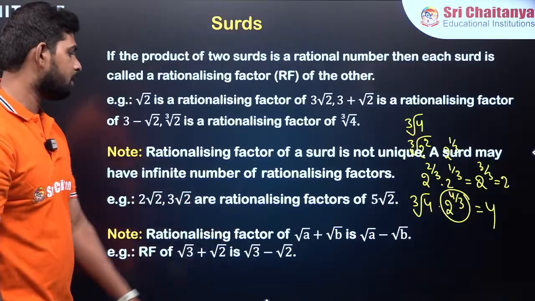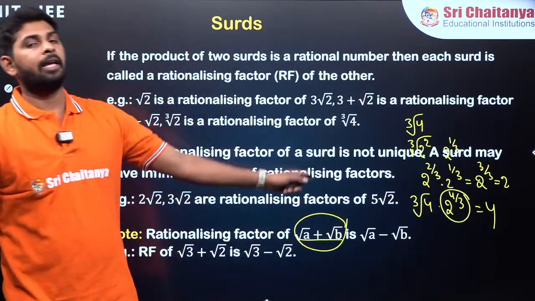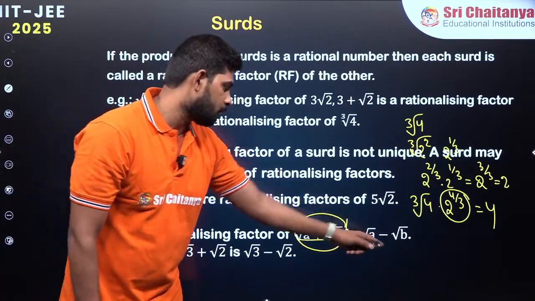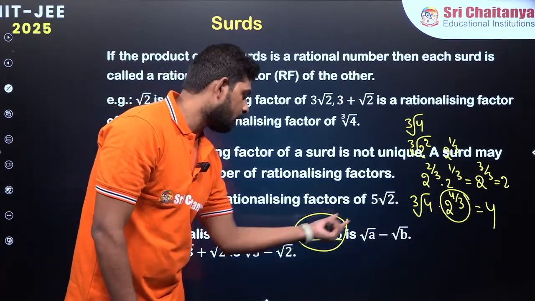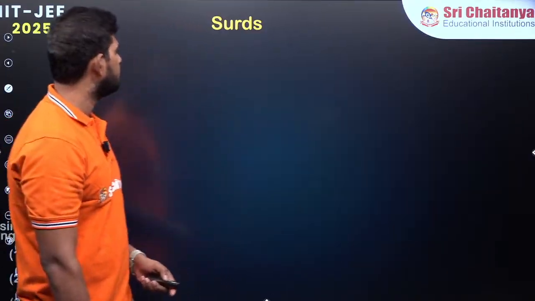And the rationalizing factor of this one, again root a, root b, there is a compound surd. When you are taking root a plus root b, then your rationalizing factor will be root a minus root b, because this product is going to give us in this case a rational number, right?